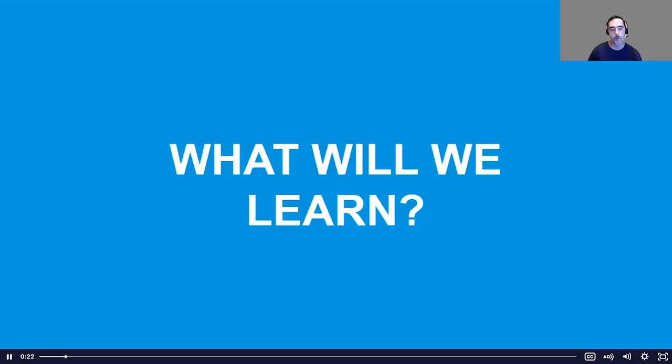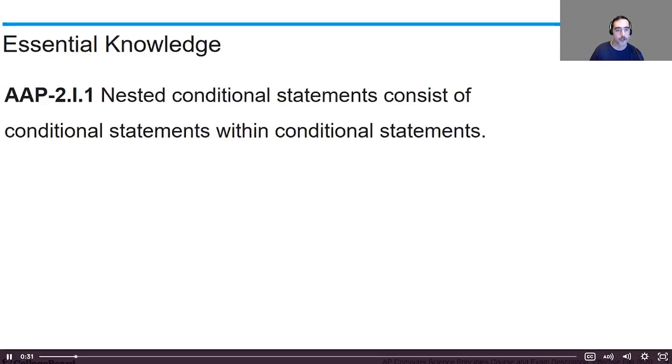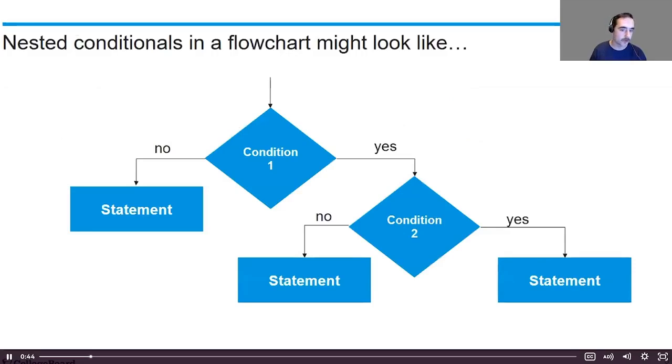So, what will we learn today? Well, we'll look at nested selection, but in particular, we're going to look at nested conditional statements, which are conditional statements within conditional statements. So they're nested one inside the other. So here's an example of what that might look like in flowchart form, where one condition being true leads to testing a second condition. So a condition within a condition.